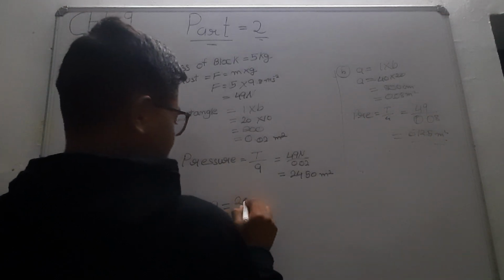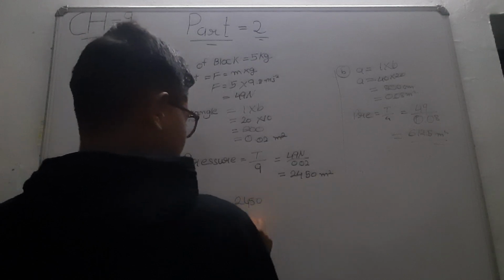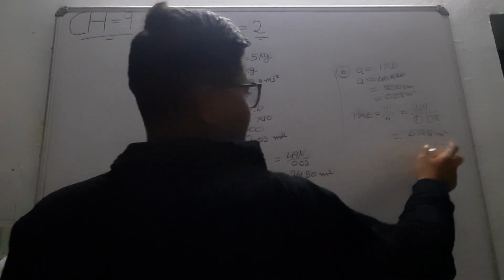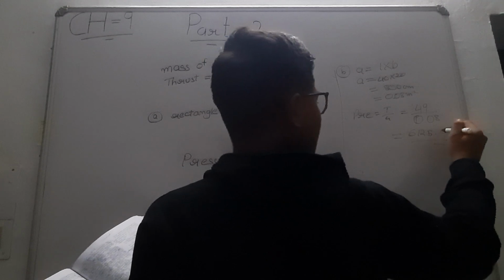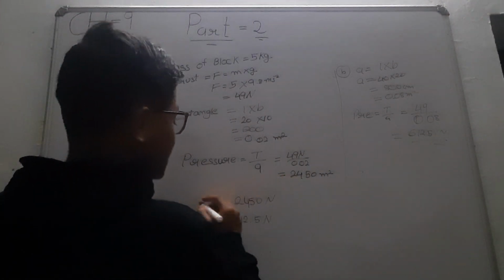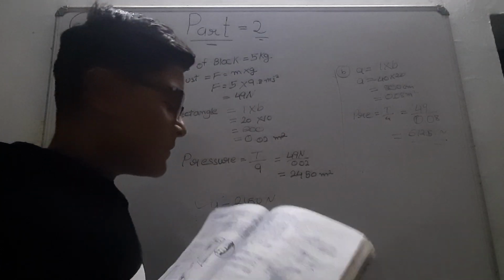A is giving a pressure of 2450 and B is giving a pressure of 6125 Newton. So you can easily see that A is giving more pressure than B. So the answer will be A.